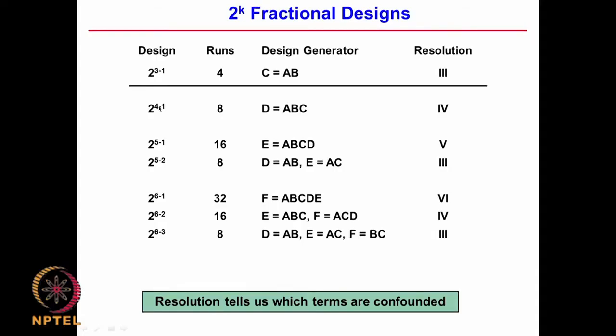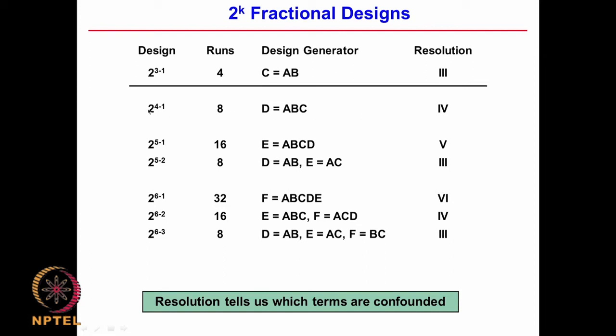And if you say 2 power 4 minus 1, that means 4 is the number of factors or parameters you are looking at, and this is a half of that. So 2 power 4 is 2 into 2 into 2 into 2 is 16, half of that will be 8 experiments. So what do you do? For 8 experiments, you put the new factor D in place of ABC, so you have a confounding of D and ABC. This is a resolution 4 design because there are 4 terms and the design generator I is equal to ABCD, understand? So that is how you go about doing that.